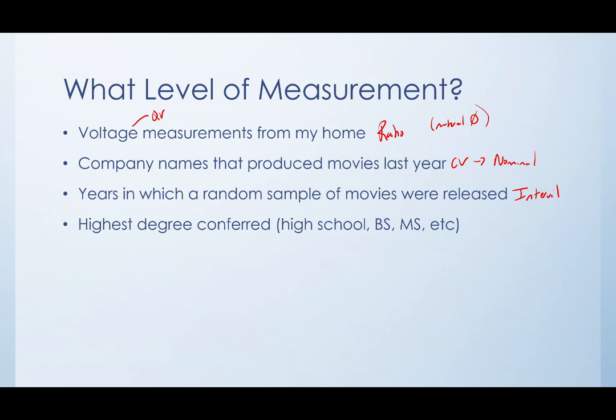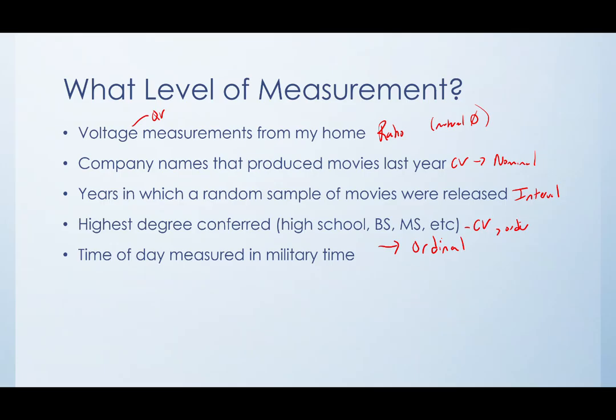And what about the highest degree conferred on an individual? So high school, bachelor's, master's, etc. So again, this would be categorical, but there is an order to the responses. So that means we are looking at ordinal. Ordinal. Can't spell. And let's try it one more time. Ordinal. There we go. Yes, that's why I'm in math.